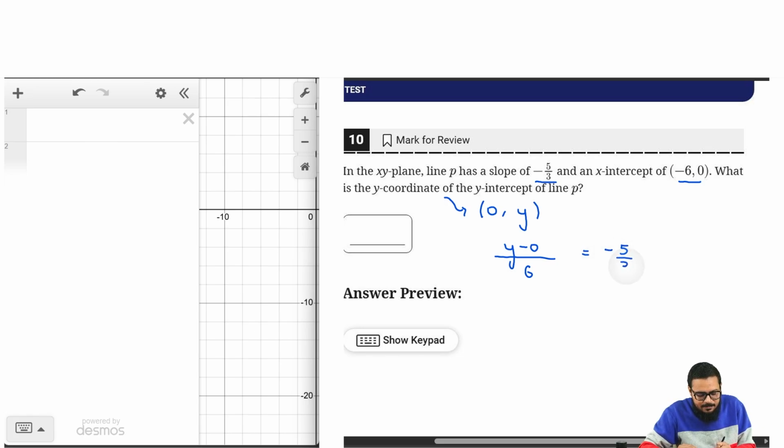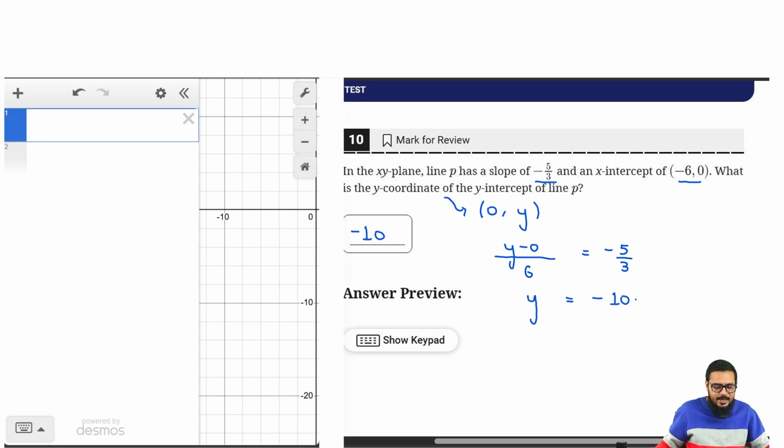And you just have to multiply by 6 on both sides, right? So y minus 0 would be y, and if you multiply 6 on both sides, you will have minus 5 over 3 multiplied by 6. I think that should come out as minus 10. So that's your y value. That's your answer. But again, I think you can do this question in Desmos.